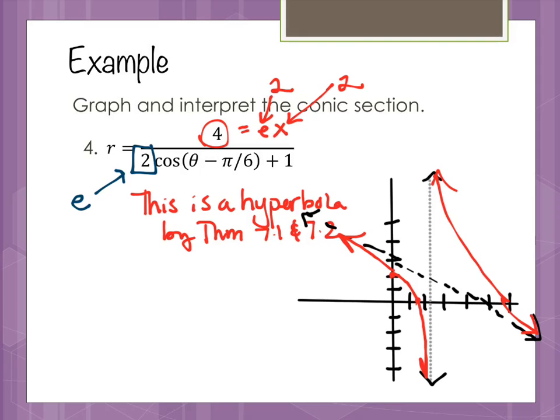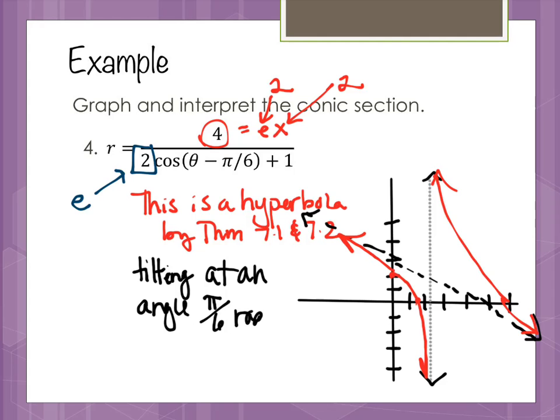And I will tell you that I don't think the back of your book actually talks about the tilt, but that's kind of the whole point in this particular section: they're all going to have some sort of a tilt based on an angle measurement. So this is tilting, and this is a hyperbola. I like the word tilting. You guys were using it, I am too. So we're going to say tilting at an angle of pi over 6 radians.